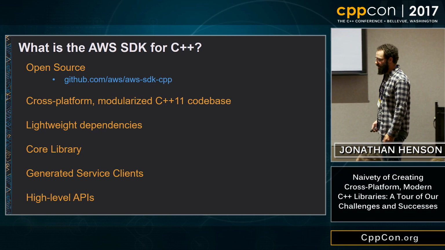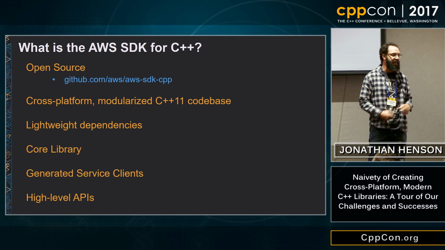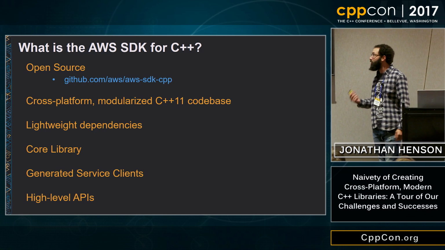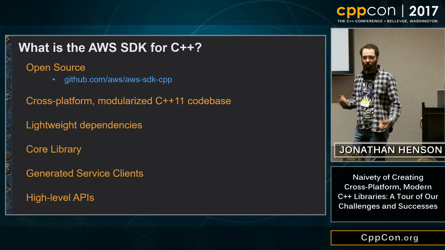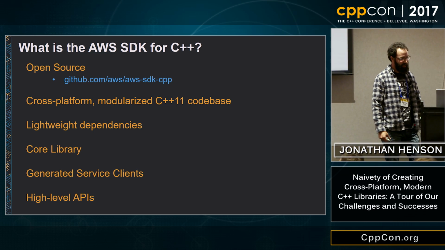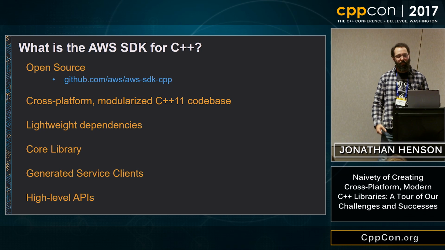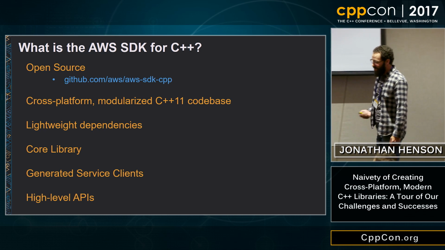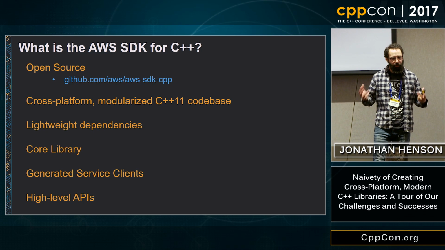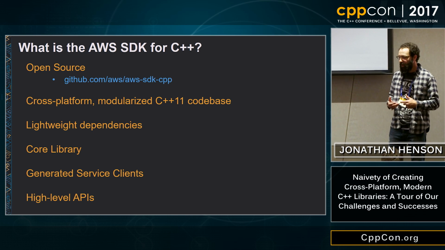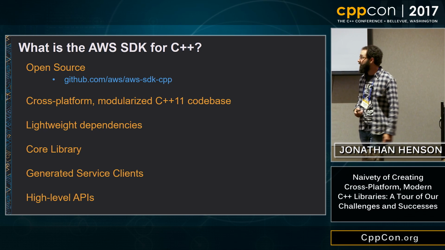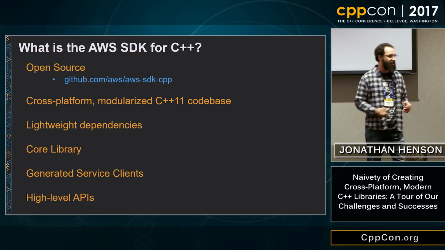So before we go too far, let's dive into exactly what is the AWS SDK for C++. It's an open source library that does pretty much everything you need to do to connect to Amazon Web Services. Each of our 70 plus services, however many there are at the moment, there's a lot. It's cross-platform, it's modularized. We have a core runtime that we hand code. We have high-level libraries that we build to do very common tasks, such as uploading directories to Amazon's Simple Storage Service, or uploading large files and doing it in parallel.